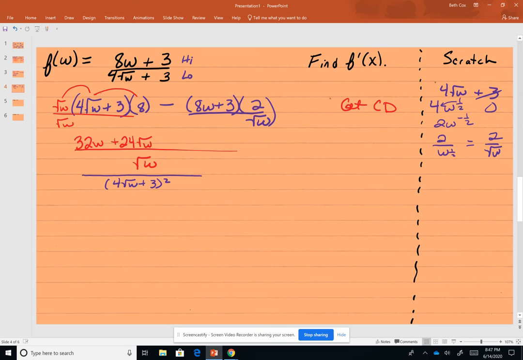Take that through. Make sure you did it right. Okay, and then don't forget this is going to be a minus, so a 16w and a minus 6. Okay, so now we have some like terms here. And that's going to give me a 16w plus 24 square roots of w minus 6. And that's all over the square root of w.